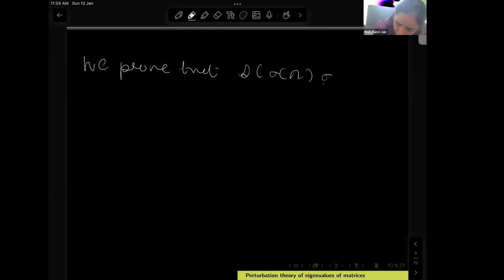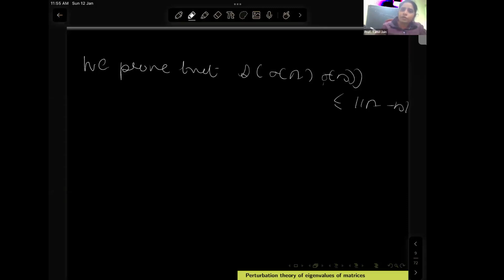H sigma a sigma b is less than or equal to norm a minus b. What will I show? H sigma a sigma b is the maximum of S sigma a sigma b and S sigma b sigma a. So what I do is, I'll show that we prove that S sigma a sigma b is less than or equal to norm a minus b.